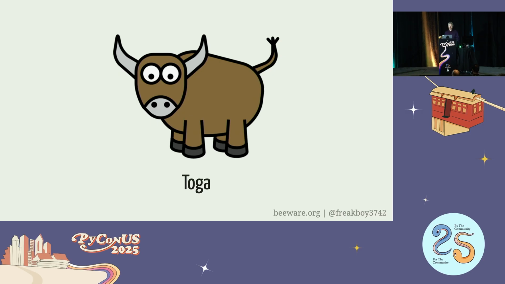The first is Toga. Toga is BeeWare's cross-platform GUI toolkit. It lets you use a single code base to write a graphical user interface application that can target multiple platforms. And on each of those platforms, you get a native user interface. So on macOS, it will look like a macOS app. On iOS, it will look like an iOS app, and so on.